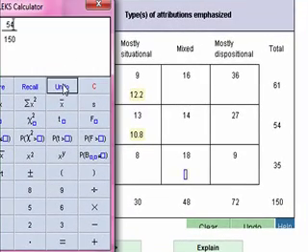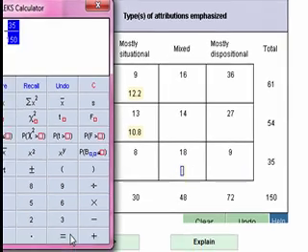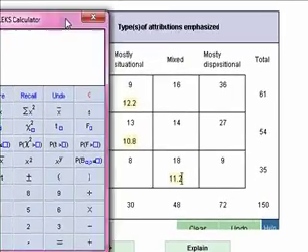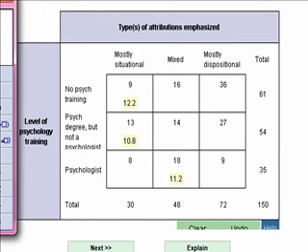And then undo again. This one actually has a different column total and a row total, but the grand total stays the same. So the column total is 48, because we're in this column of mixed. And then the row total is 35, divided by the grand total of 150. And we have an expected frequency of 11.2. And that's what you expect for the psychologist.